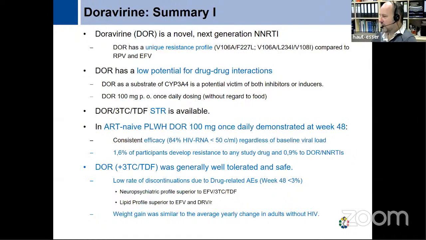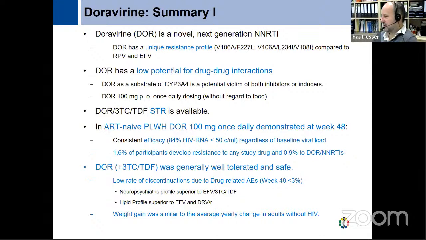It's called by the company like this, with 84% of patients reaching a viral load below the level of detection in week 48. Compared with the integrase inhibitors, it's a little bit lower, but it's not a head-to-head comparison, so it's difficult to compare with each other. We rarely see drug resistance, a low rate compared with other NNRTIs. So compared with other NNRTIs, it might be a very good option.